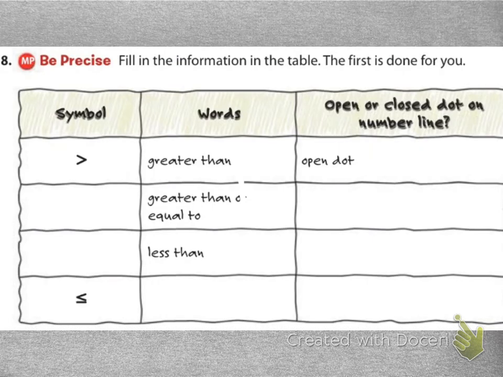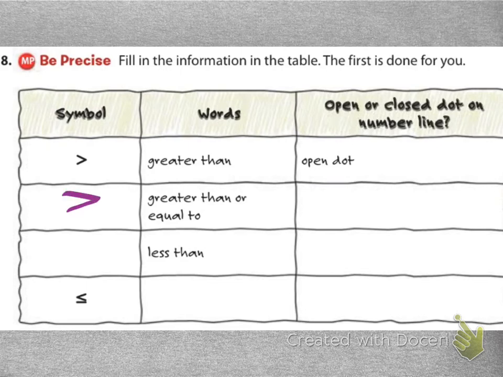Oh, I love this one. You guys did this already. It says fill in the information in the table. The first one is done for you. The greater than symbol in words is greater than, and it has an open dot. This one says greater than or equal to. I don't know why that's missing. There we go. Greater than or equal to.